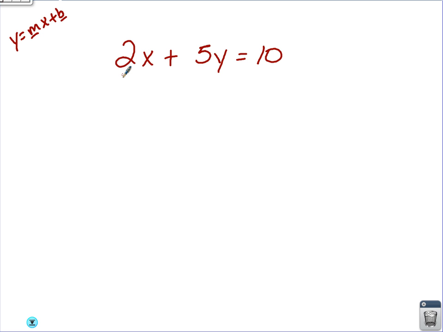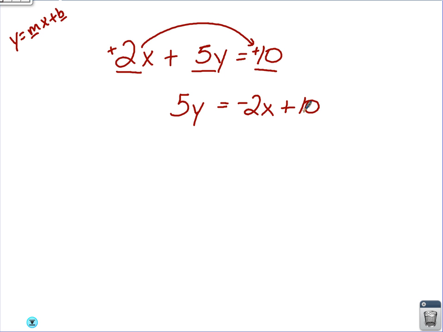Within 2 steps, we can get this into slope-intercept form. Reminder, you have 3 terms. To get it in slope-intercept form, to get y by itself, we first move our non-y term. And I'm going to write it first as I move it. I now have 5y left on the left side of the equal sign, equals. When you move a positive 2x, because that is a plus 2x, you're going to get a negative 2x on the other side. 10 is understood to be positive, so we leave it as positive on this side as well.